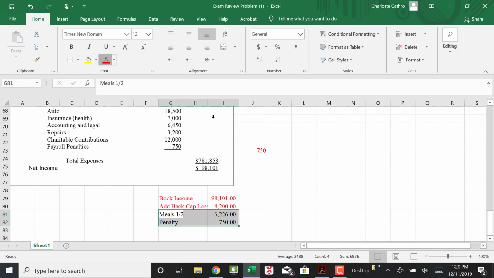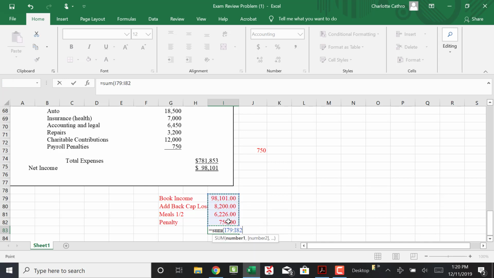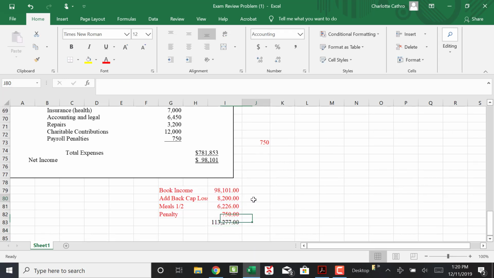So first thing to do again is get from our book to tax income, before we start putting stuff in the tax return. And so our taxable income, if we add all of those things together, we're looking at $113,277. Okay. While we're at it, we might as well determine the tax since we're in Excel, and the tax is 21%.